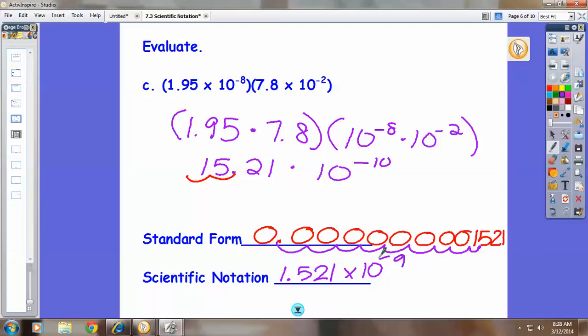What are some situations where we would need to use a number like that that's really small? Calculating time, maybe. Okay, calculating some time. What else? Maybe a percent. Possibly.